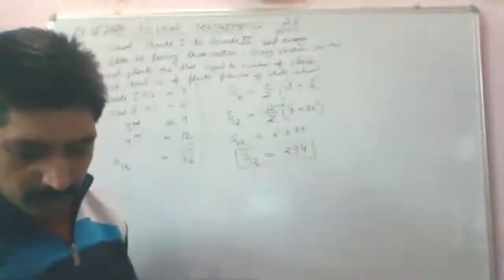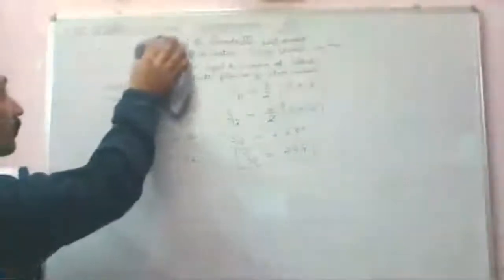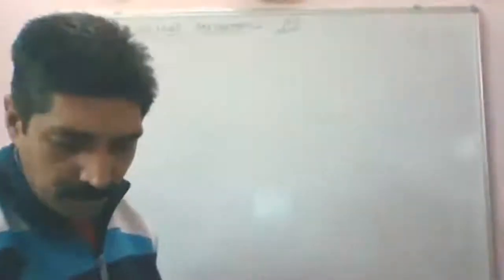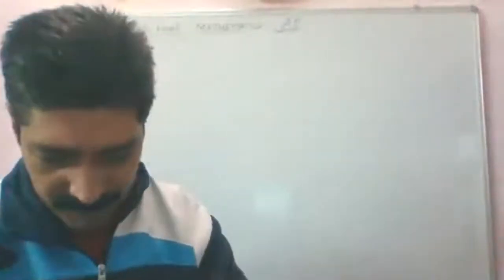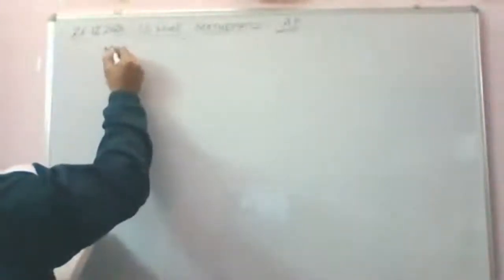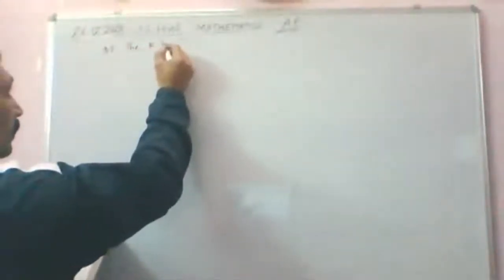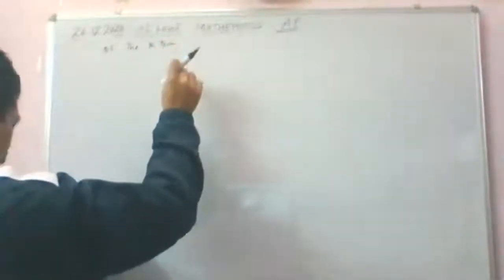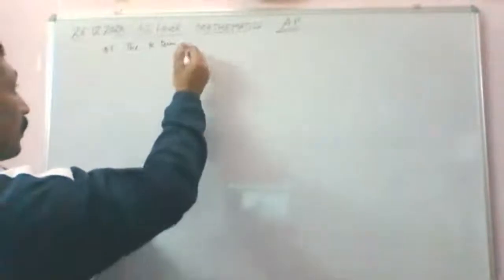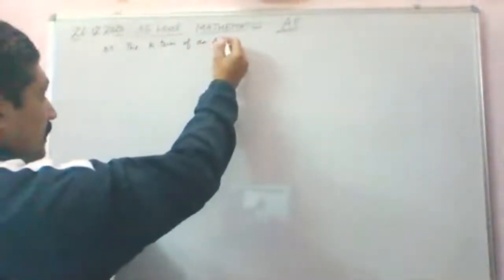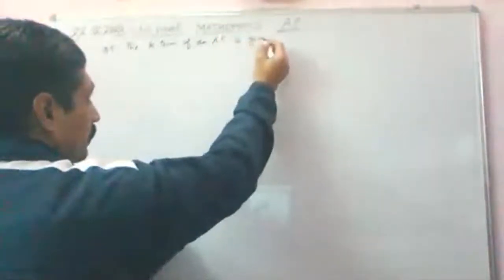So here we have one more question from the exercise. Let me write the question on the board. Question number 5: the kth term of an AP is given by u_k is equal to 14 plus 2k, right? So here two things are asked.